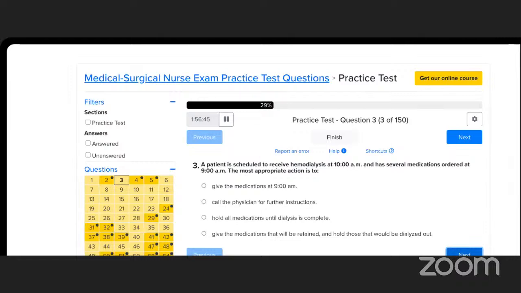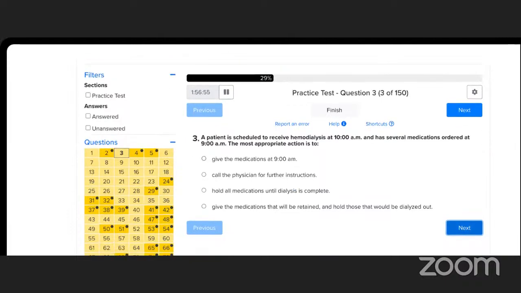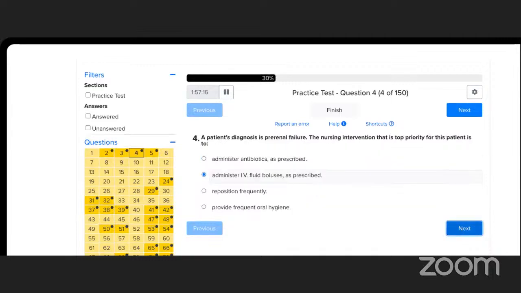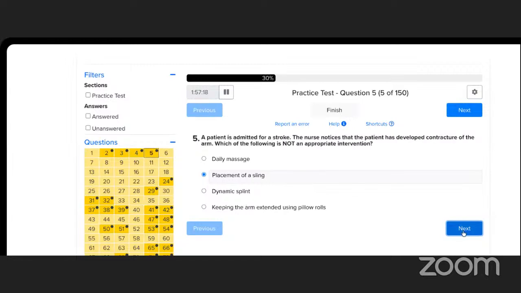Question three, a patient is scheduled to receive hemodialysis at 10 a.m. and has several medications ordered at 9. What's the most appropriate action? Is it A, give them medications at 9? B, call the physician? C, hold all medications? Or D, give them medications that will be retained? I'm going to answer A and then we'll go through it again.